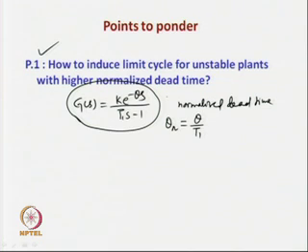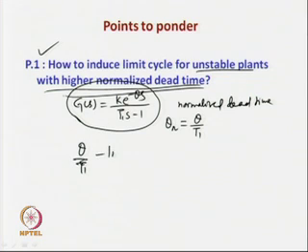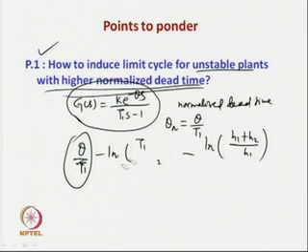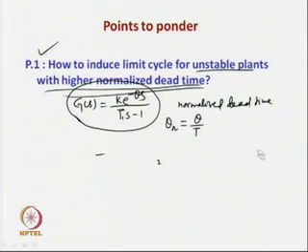So, how to induce limit cycle output for unstable plants with higher normalized dead time? We have found the condition that theta upon T1 minus ln of T1 upon T1 plus T2 is less than or equal to ln of (H1 plus H2) upon H1. Now, for a higher theta upon T1 ratio, what is to be done? You basically have to stabilize the open loop unstable plant, and that is the only way we can relax the condition on normalized dead time to induce limit cycle output.